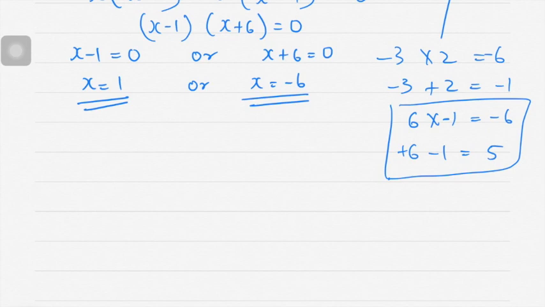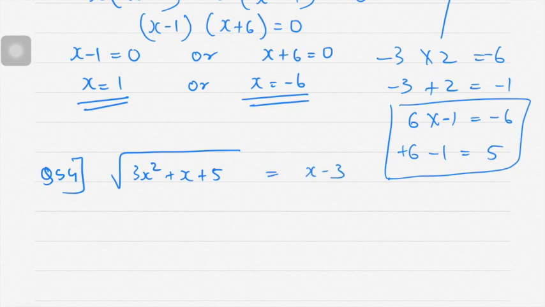Let's solve the last question of the day. Okay, you will be solving a formula method. You will be solving questions in formula method also. This is the last question for factorization method. Most simplest question number 54. Find the value of x by factorization. The equation is like this: square root of 3x square plus x plus 5 is equal to x minus 3. This is the equation.